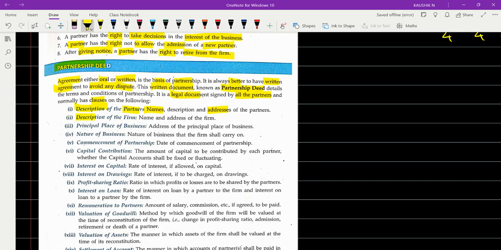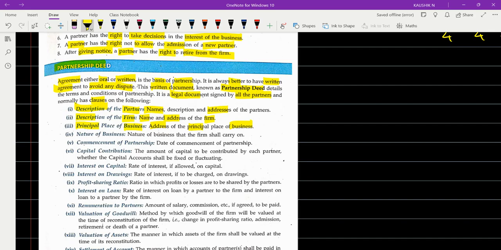Next, description about the firm. That means the name and address of the firm. So what is the name that you are going to give for your business, and what is the location, the address of your business; that should be mentioned. The next is principal place of business. That means the address of the principal place of business.